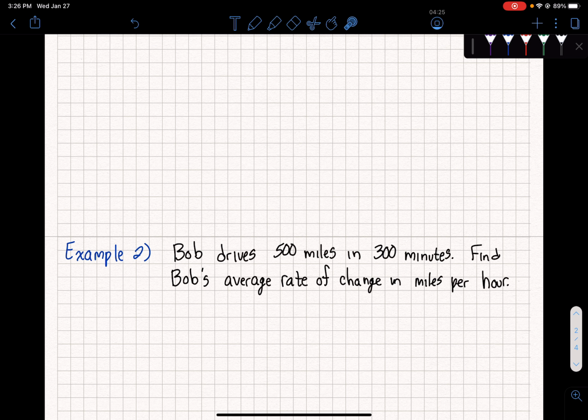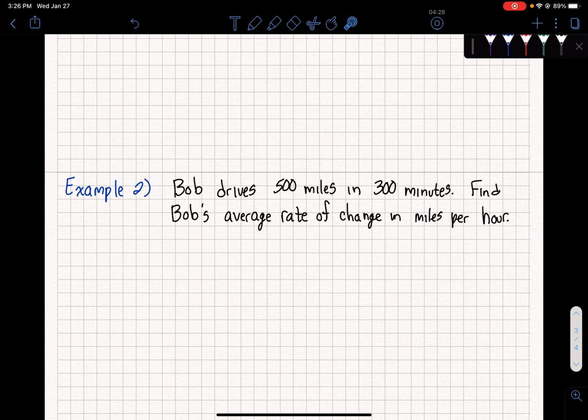Okay, so the key information here, I'm not going to write it out for the sake of time, but the key information here is 500 miles in 300 minutes, and we need to find the rate of change in miles per hour. So we're looking for a rate here. And the first problem I see is we are given that he drives 500 miles in 300 minutes, but we need hours. So first we need to find out how many hours 300 minutes is.